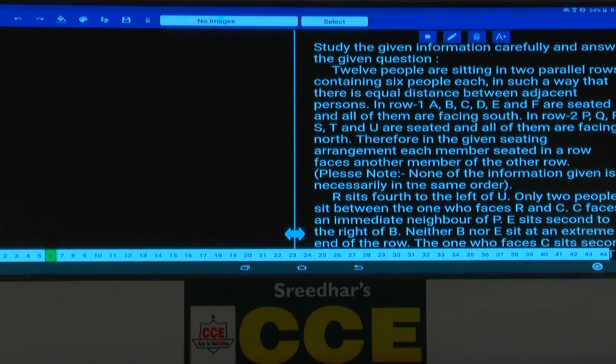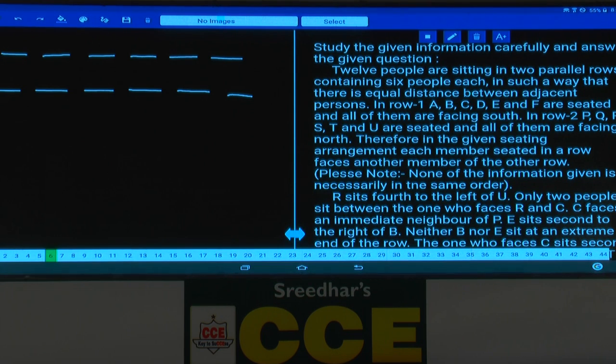Hence in total, how many persons are there? 12 persons. 1, 2, 3, 4, 5, 6. Now 6 persons in one row and 6 persons in the other row, isn't it? Now tell me, who are the persons in row 1? A to F, and all of them are facing towards south. This is row 1, and A to F are the persons seated in this. And this is row 2. Now in this one, P to U are the persons seated.